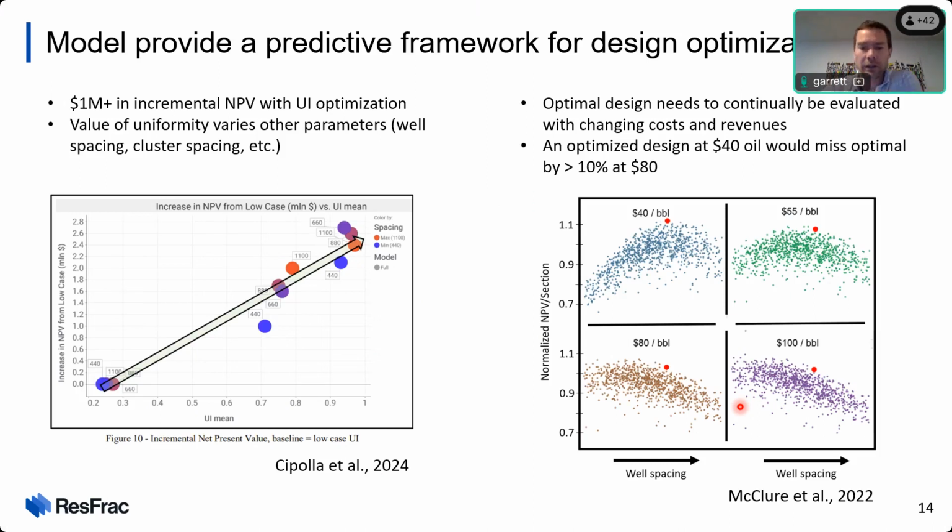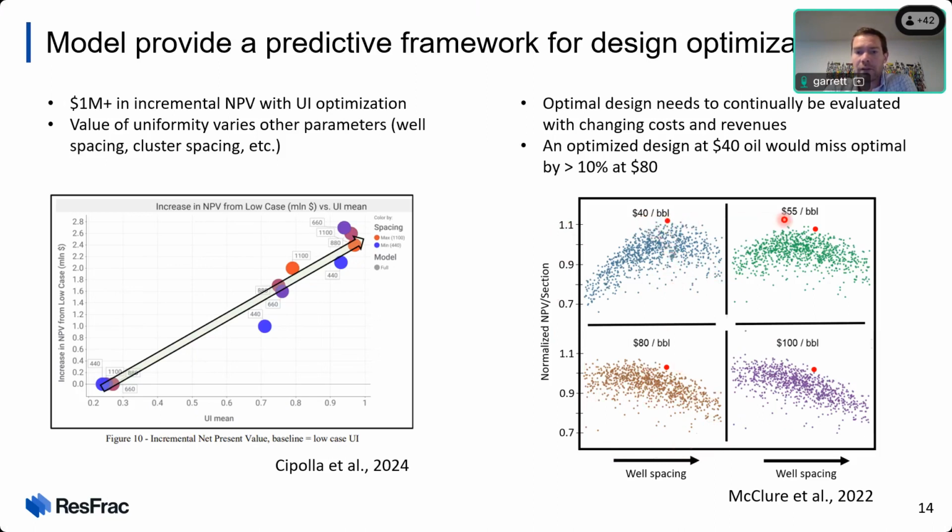So if we look at this chart on the right, this came out of some work in the Midland Basin or Permian Basin in Texas. The x-axis here is the optimal well spacing. Each point here is a different simulated design, and I've normalized NPV on the y-axis. So at $40 oil, my optimal well spacing is about two-thirds through this distribution on the x-axis.